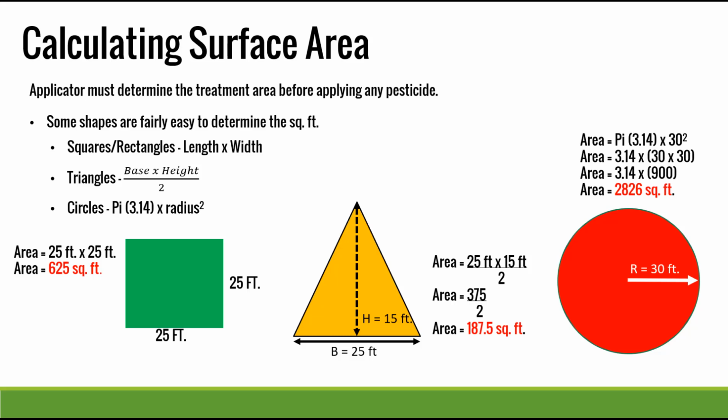Now, to calculate the square foot of a circle, we need to take pi, which is 3.14, and multiply it by the radius squared. Here, the radius is 30 feet. So radius squared would be 30 times 30, which is 900. 900 multiplied by 3.14 pi gives us 2,826 square feet.